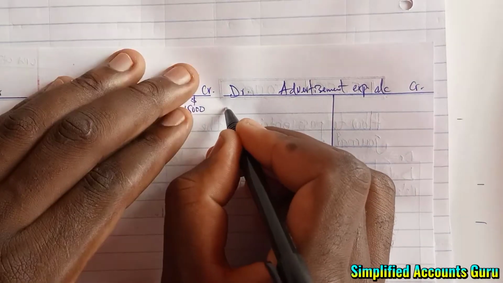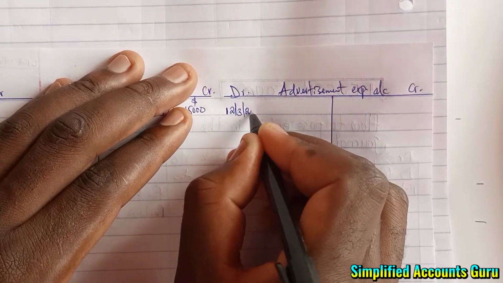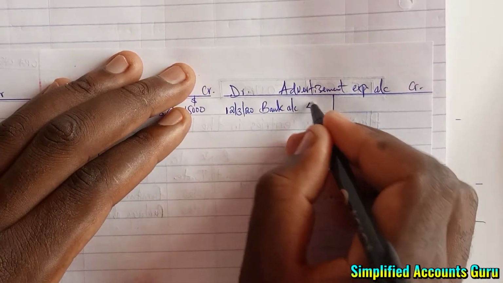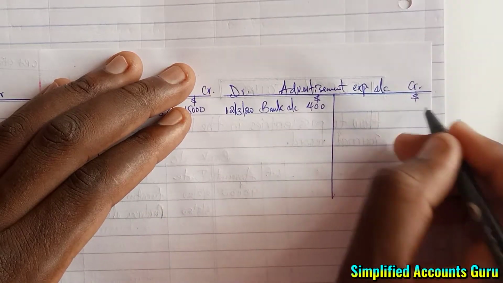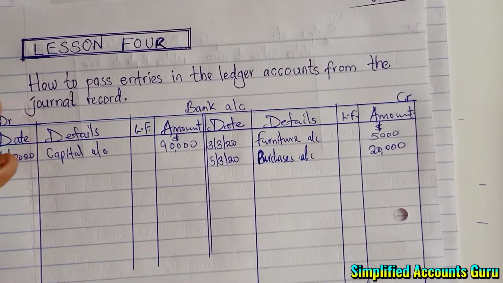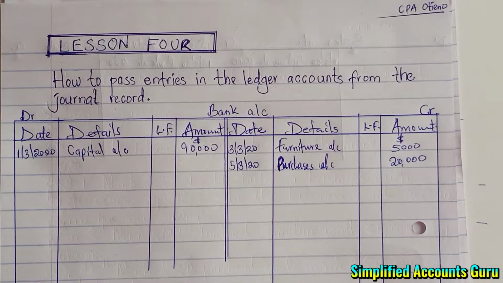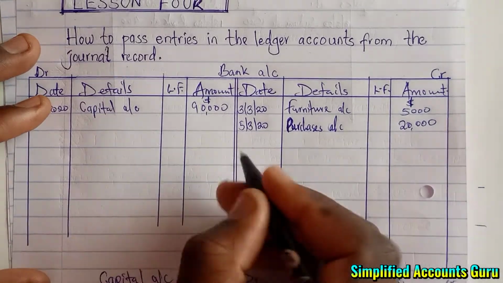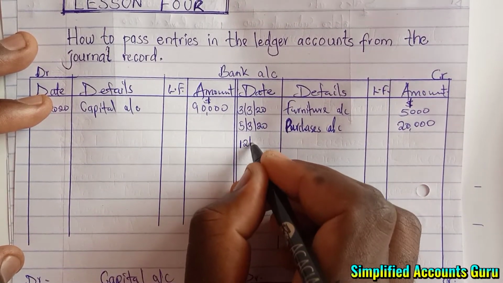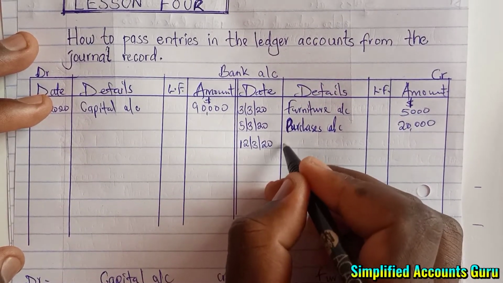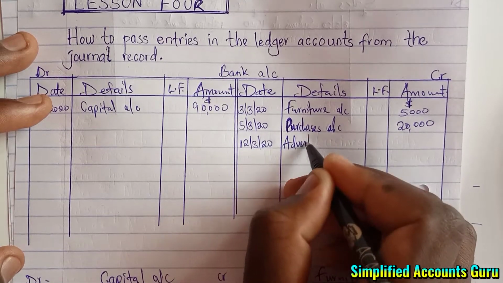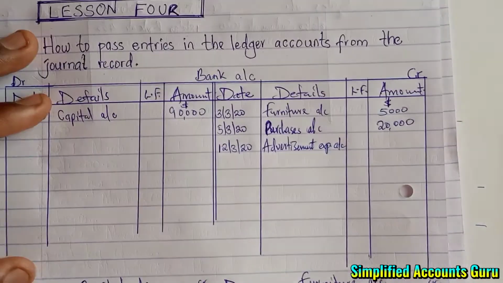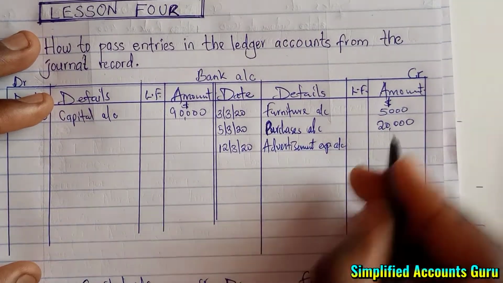So you'll just say here on 12th March we have bank account. The amount is $400. And then you go back to the bank account here. Remember, this thing is supposed to be done in a book. I'm just using a paper to demonstrate. We have already debited the advertisement account, so we are going to credit this. So on 12th March 2020, we have advertisement expense account. And then we say here it was 400.